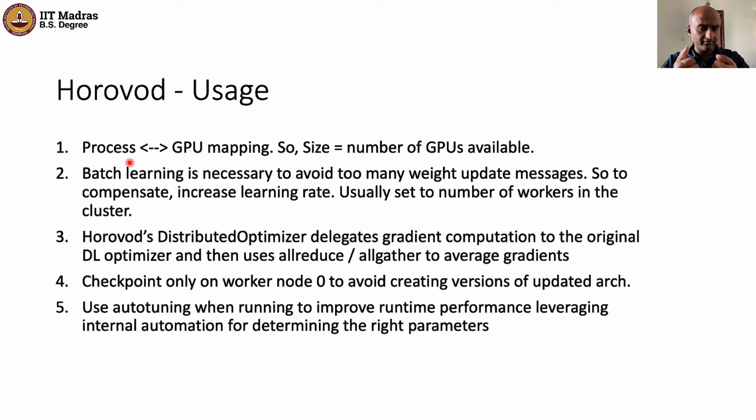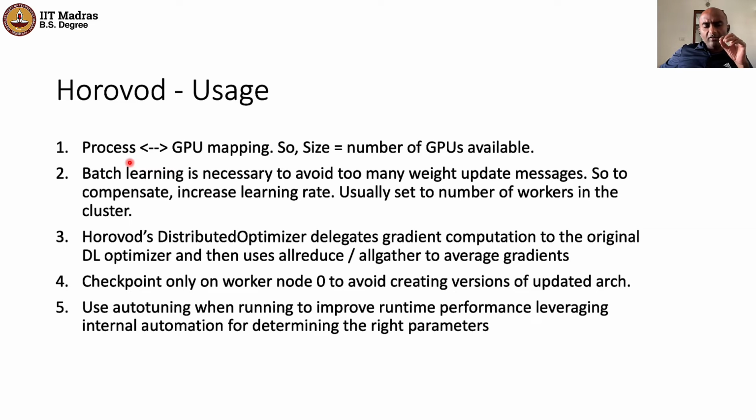Now, if you had to exchange messages all the time for every single record, then you would have an enormous amount of chatter in the network, and that would make it extremely prohibitive. That's why I'm saying that batch learning is necessary. It's not online learning. Now, batch learning is less accurate, obviously. The learning happens in steps. And so, to compensate for this, it's necessary to increase the learning rate. Usually the learning rate is increased by setting it to the size of the cluster. The size of the cluster is basically the number of workers in the cluster. So that's the second best practice in terms of usage.